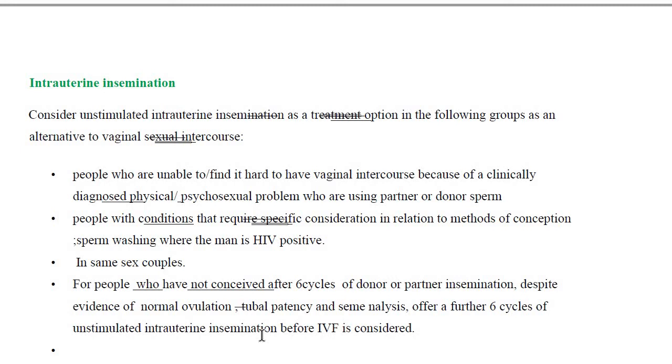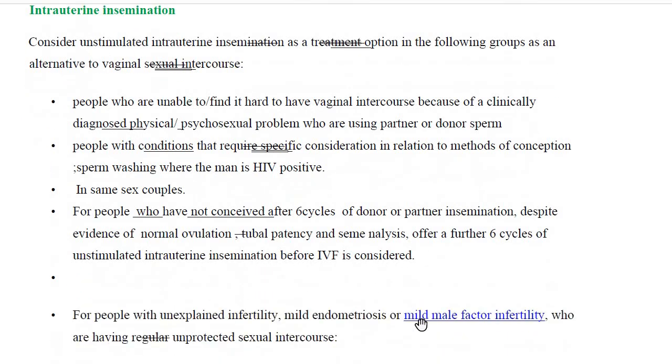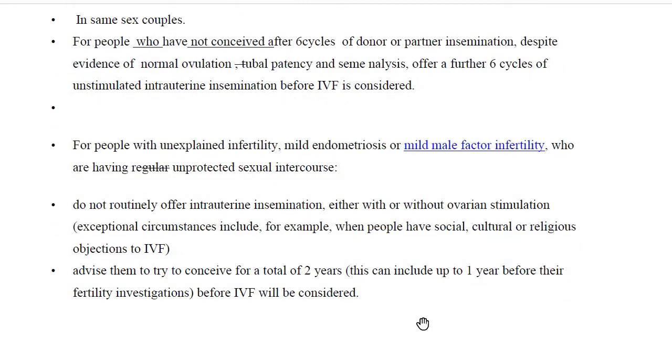So IUI can be offered in same sex couples. And for people who have not conceived after 6 cycles of donor or partner insemination despite evidence of normal ovulation, like there was tubal patency and semen analysis, everything is fine, and the tubes are patent, then we can offer them a further 6 cycles of unstimulated intrauterine insemination before IVF is considered. For people with unexplained infertility, like they have mild endometriosis or mild male factor infertility who are having regular unprotected sexual intercourse, we can offer them IUI.